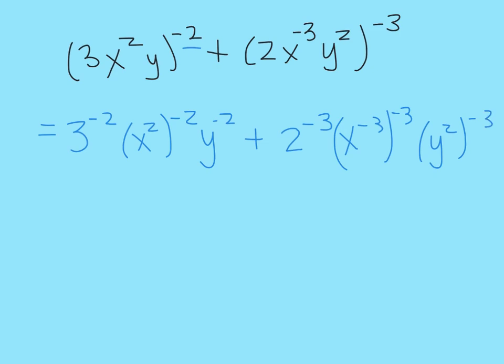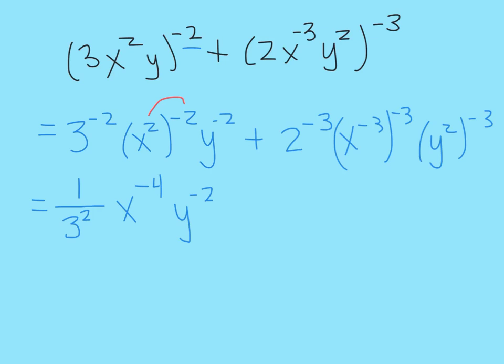Okay, now let's go through and do some more simplifying. 3 to the -2 is, because it's negative, we're going to go 1 over 3, and then that makes that exponent positive. So we get 1 over 3 squared. And we've got an exponent to an exponent, so we're going to multiply the 2 and the -2. So that becomes x to the -4, and then we have y to the -2.